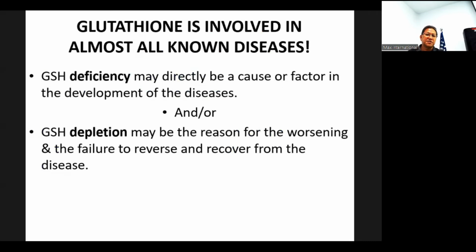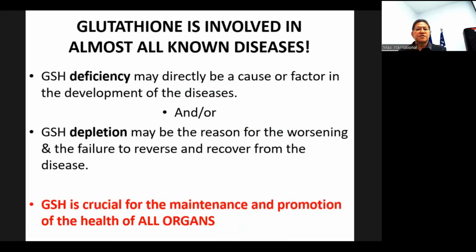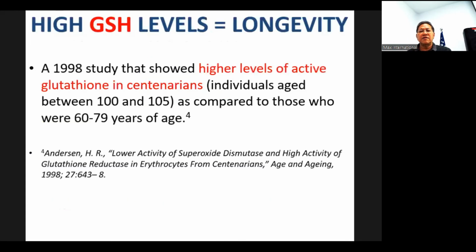So conclusion, glutathione is involved in almost all known diseases. Glutathione deficiency may directly be a cause or factor in the development of the diseases, and glutathione depletion may be the reason for the worsening and the failure to reverse and recover from the disease. Glutathione is crucial for the maintenance and promotion of health of all organs. And then studies have shown that high glutathione levels equal longevity. So one, it is anti-aging, I mean, it slows down aging. Two, it prolongs life. That's longevity.